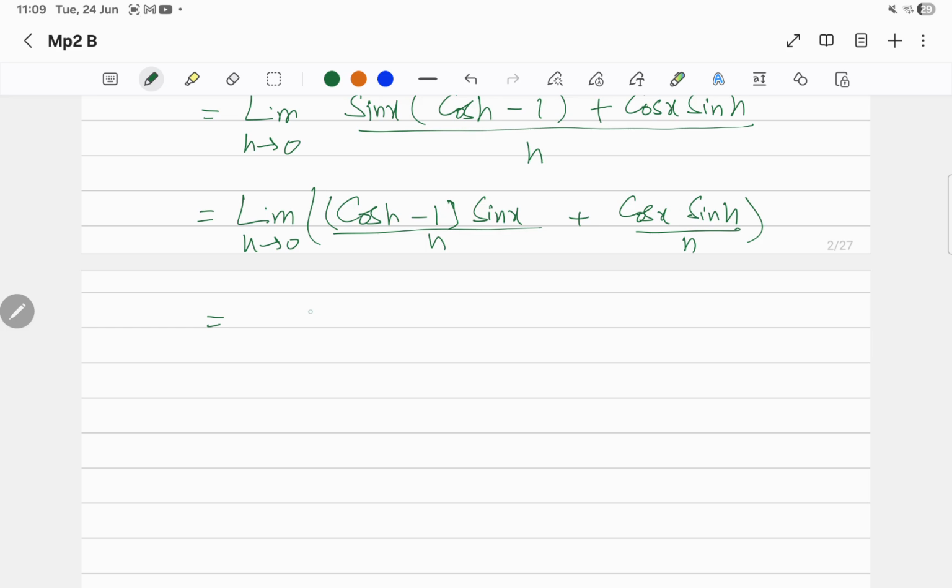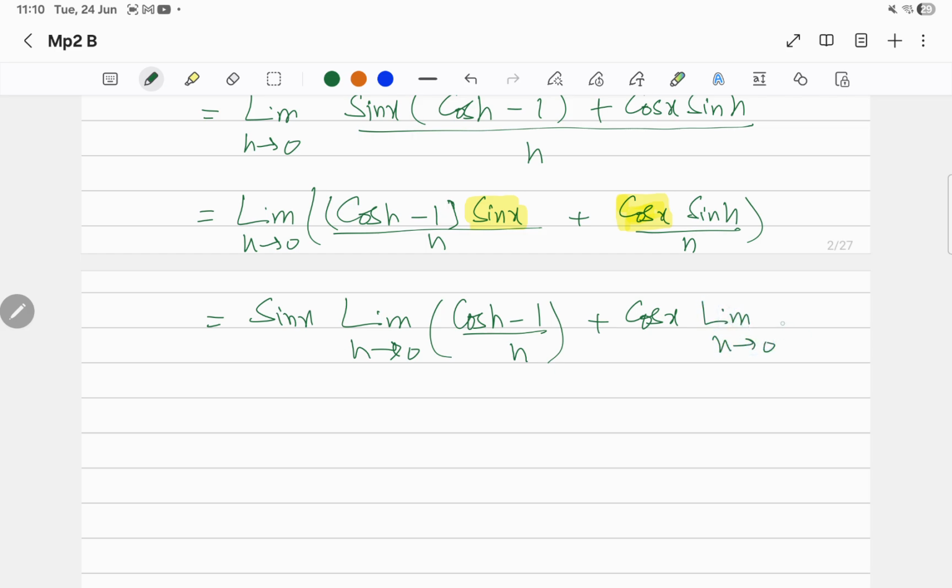Now, if we apply the limits on the values of h, we can take sine x outside because we just need to apply the limits on the values of h. We can take this outside the limit, and we can take cos x outside the limit as well. So we have sine x times the limit as h tends to 0 of (cos h minus 1) over h, plus cos x times the limit as h tends to 0 of sine h over h.